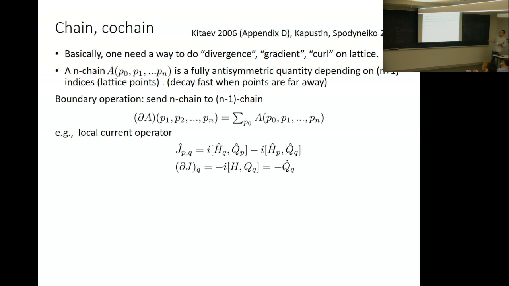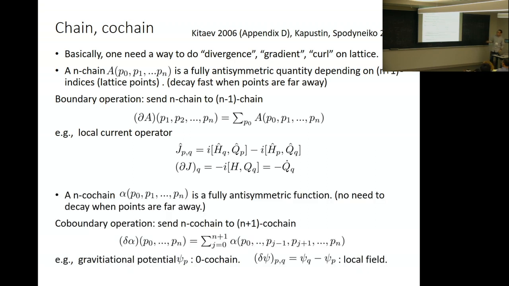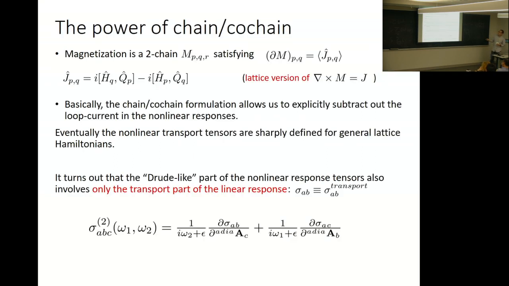This boundary operation of chains is related to the continuity equation, right? So this is basically the lattice scale divergence of the current. Basically, this technique is a way to do calculus on lattice. Similarly, you can define this co-chain, and if you have a gravitational field, there's a co-boundary operation which sends the gravitational potential to the local gravitational field. And the magnetization, if it can be defined, should satisfy this relation. It's basically a lattice version of curl of M equals J. So everything can be defined and discussed on lattice.